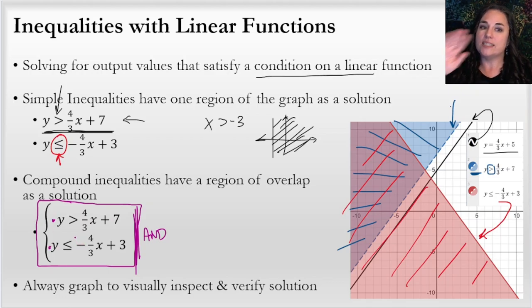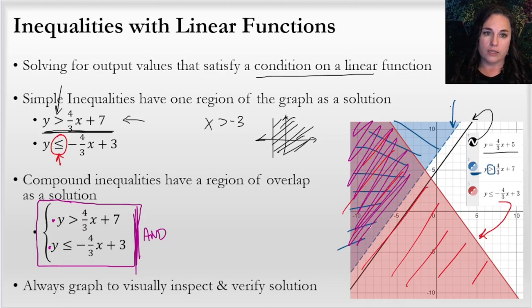So you can see it's not the blue area and the red area. It's the blue area where it crosses over the red area. This is the solution set that solves both the first inequality and the second inequality. That's the solution set for both of them. That would be an and.